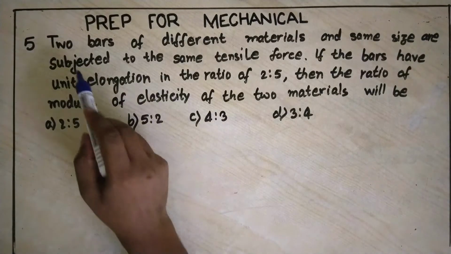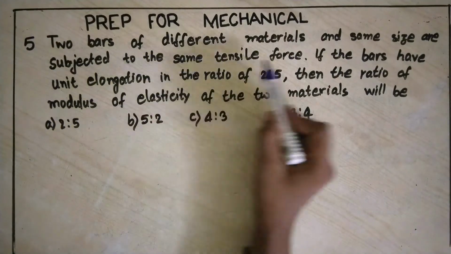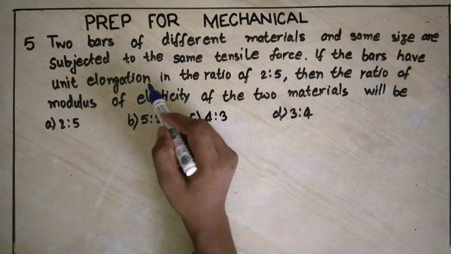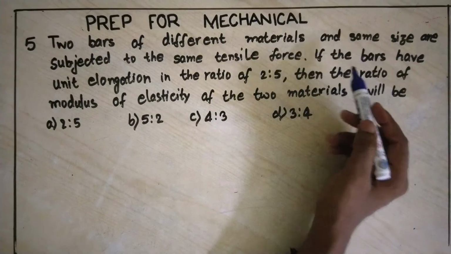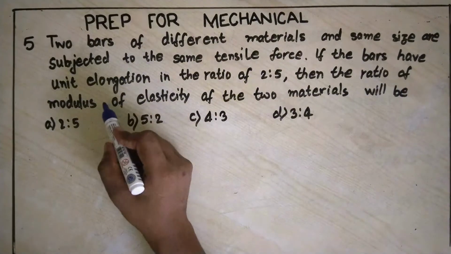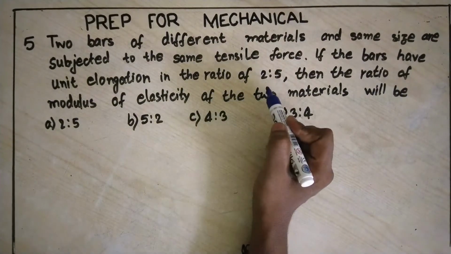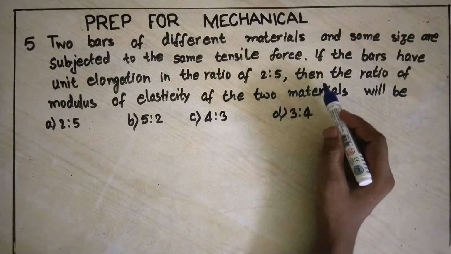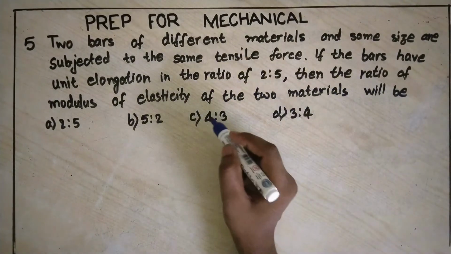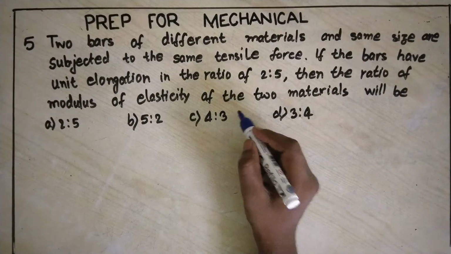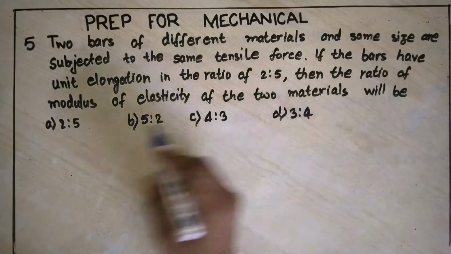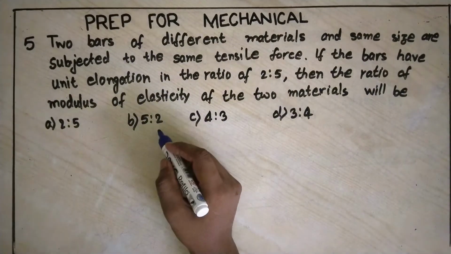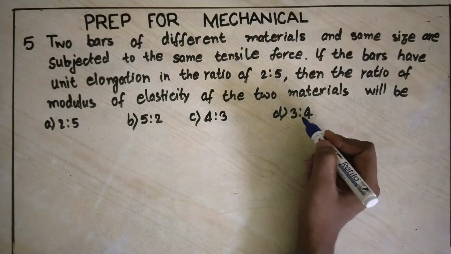Our next question is: two bars of different materials and the same size are subjected to the same tensile force. If the bars have unit elongation in the ratio of 2:5, then the ratio of modulus of elasticity of the two materials will be 2:5, 5:2, 4:3, 3:4.